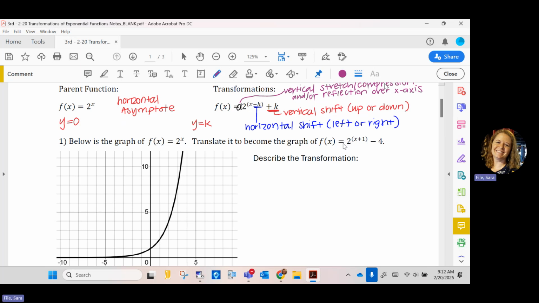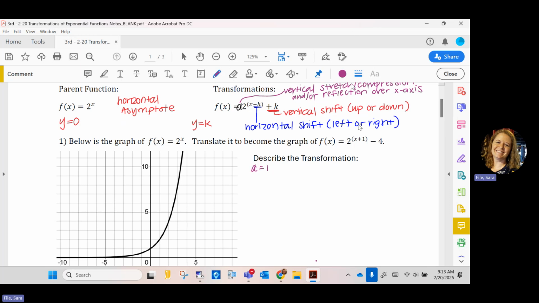A shows up in front of that being multiplied. Is there anything in front of that 2 being multiplied? No. So our A value is just an understood 1. So there is no effect by that on our graph. So it's not going to be reflected. It's not going to be stretched or compressed vertically.